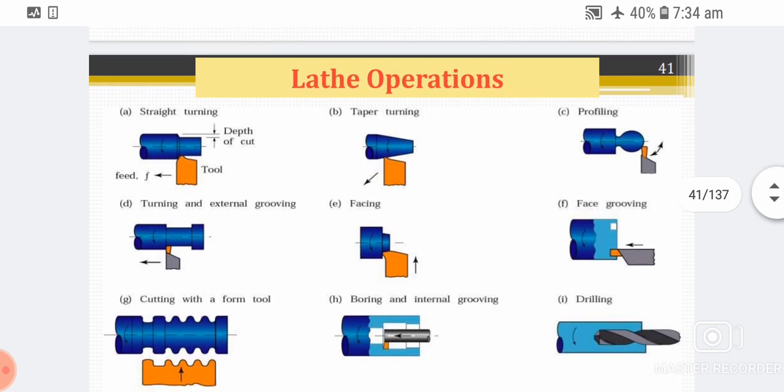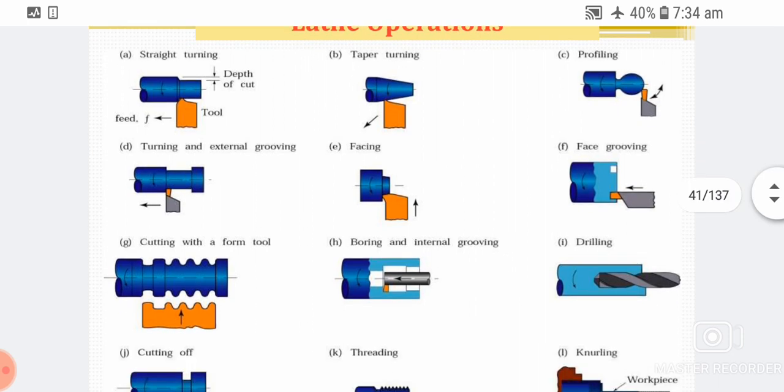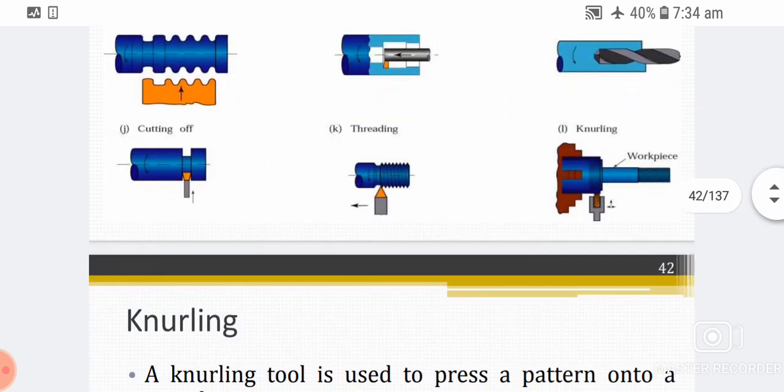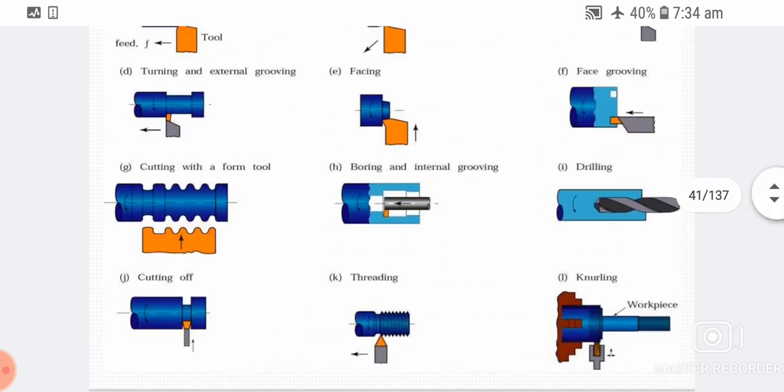Okay. Lathe operations: straight turning, taper turning, profiling, turning and external grooving, facing, face grooving, cutting with a form tool, boring and internal grooving, drilling, cutting off, threading, knurling.